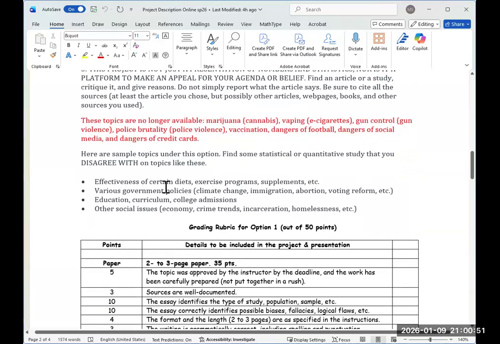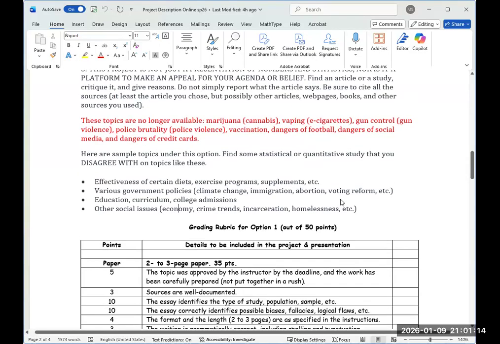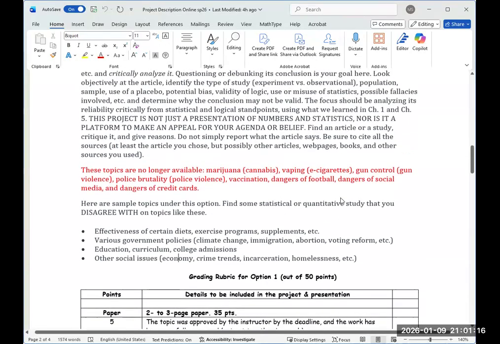Well, for instance, you can find articles or news stories about a particular diet or some exercise program or supplements or about government policies, about economy, crimes, college admissions policy, education, curriculum, whatever. So look for a data-based study and try to critically analyze it. Okay, that's option number one. You don't have to do this.